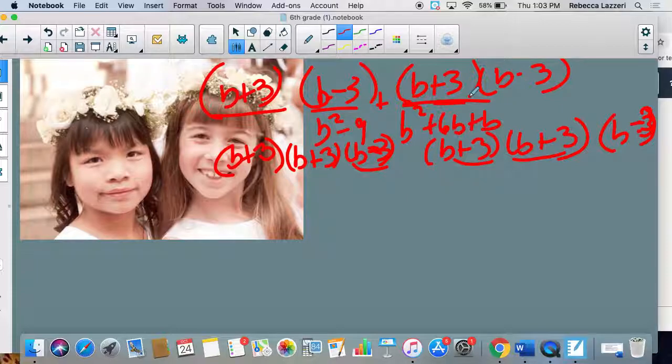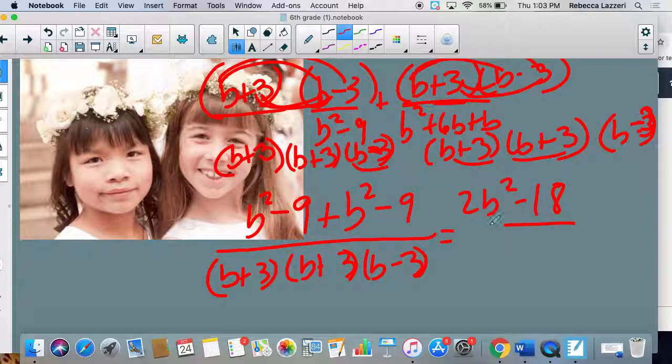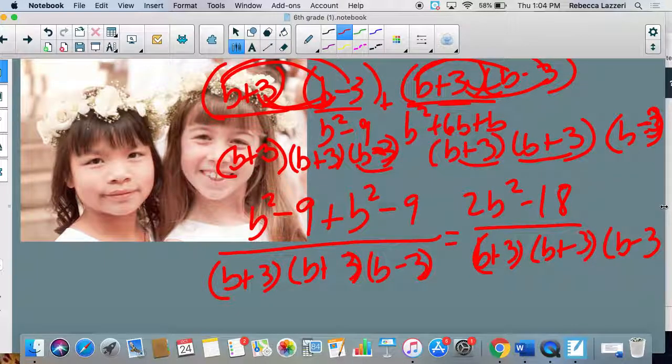Okay. So if you carefully distribute the top, you get b squared, those cancel out, minus 9, plus b squared, these cancel out, minus 9. And I've encouraged you not to multiply the bottom out because it might cancel, right? That's 2b squared minus 18, over all of that stuff that I'm really tired of writing: b plus 3, b plus 3, b minus 3. But you could write it as b plus 3 squared, and we got full credit if we wrote that.